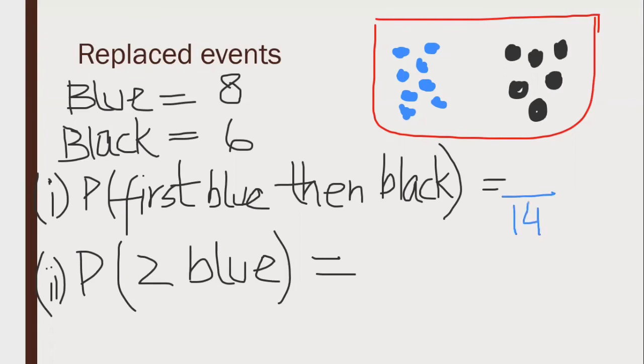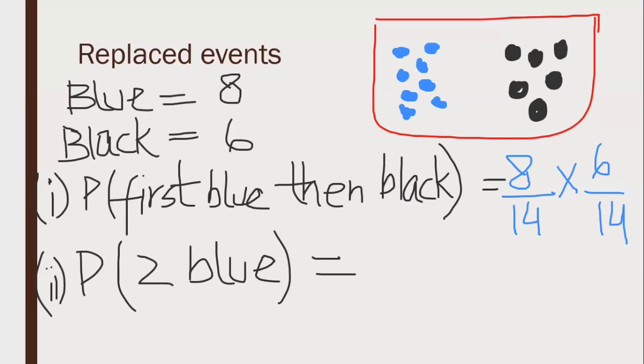And getting a blue first will be 8 over 14. Now you need to find out the black pebble, and you are finding out the probability of first blue and then black. So you have an and in between and you don't have an or in between. So that's why you're going to add a multiplication sign. Then getting a black pebble will be 6 over 14.